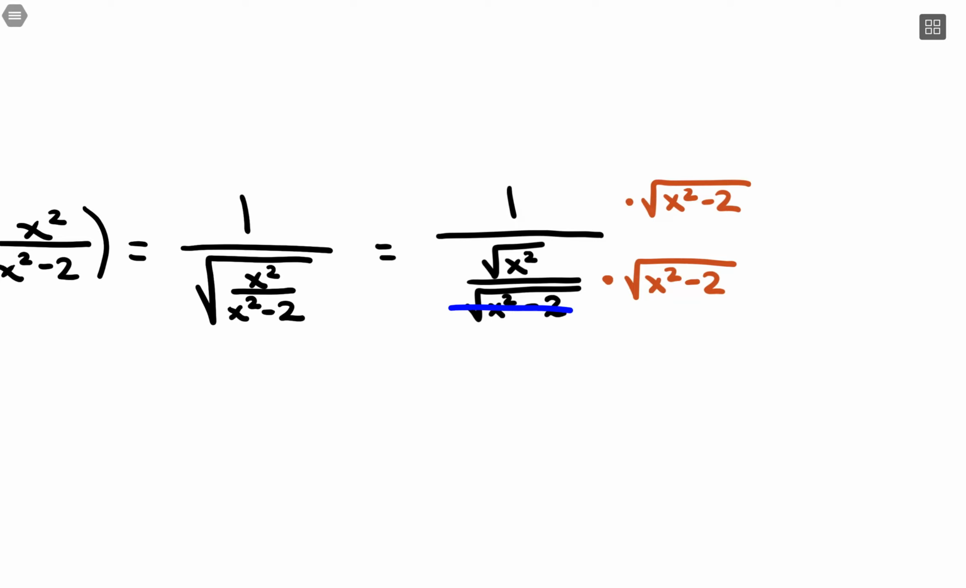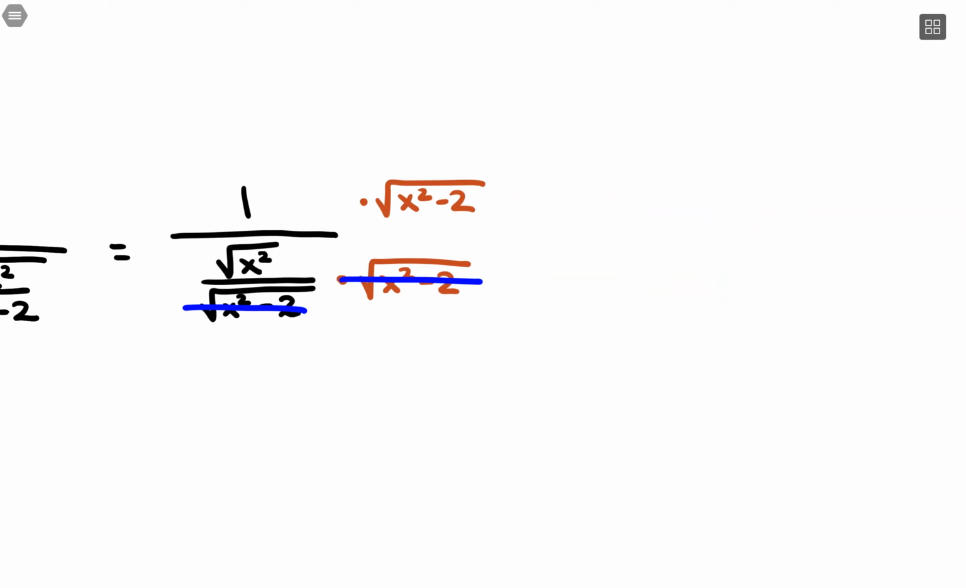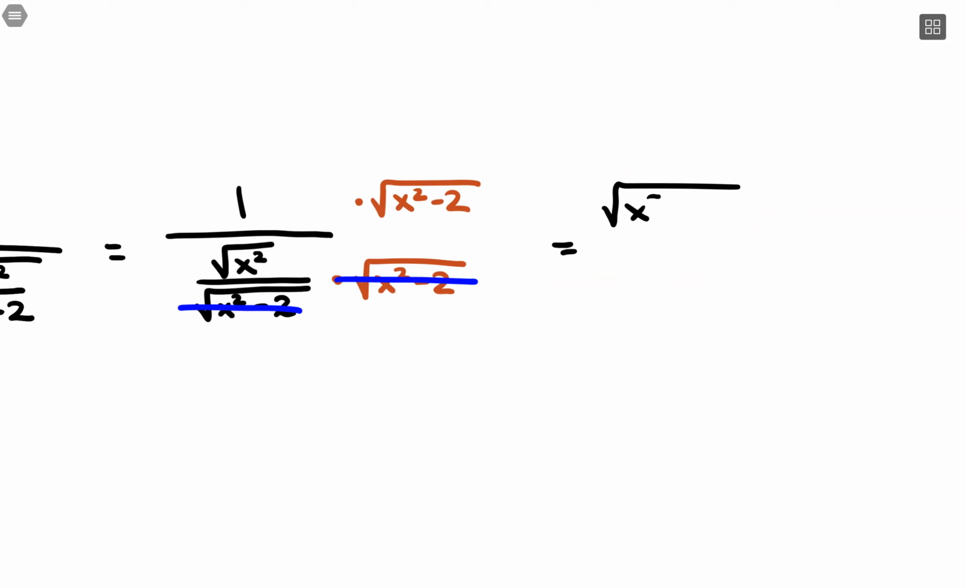So down below, we'll get this cancellation, which is perfect. That's exactly what we wanted. So in the numerator, 1 times the square root of x squared minus 2 over the square root of x squared. And you could leave it like that, or if you want to go one step further, that's the same thing as the square root of, and you can have it all underneath.